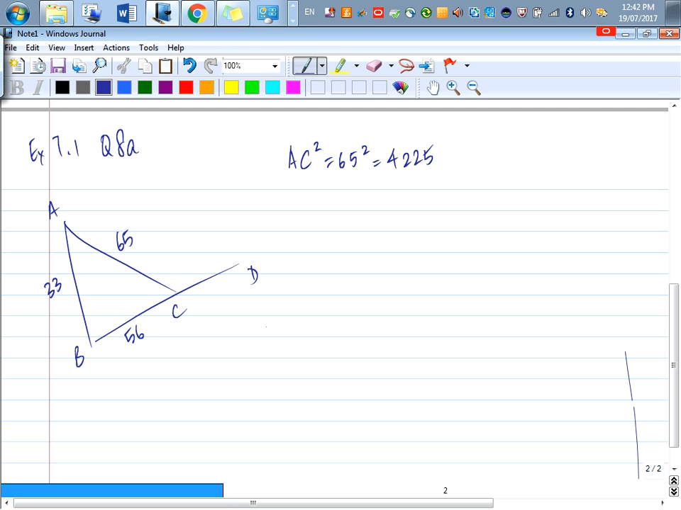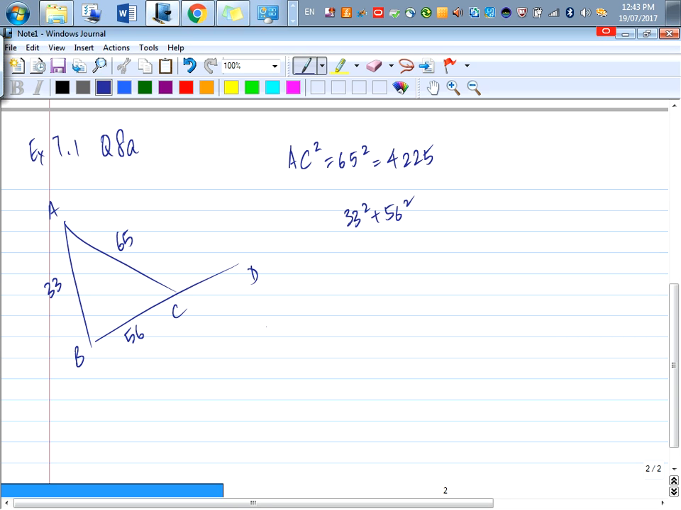Alright? Okay, he has shown us, he has suggested the first step. What could be my second step? Keep in mind, eventually, I want to use converse of Pythagoras theorem to show that angle ABC is 90 degrees. So what should my next calculation be? Yes, Afiq? 33 square plus 56 square.